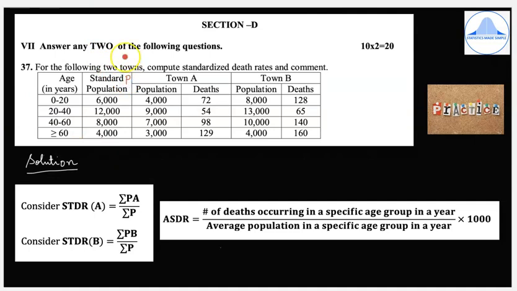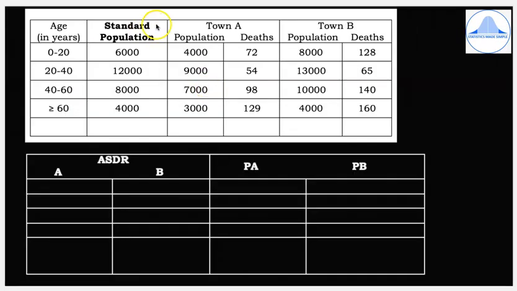Now let me mark the standard population column as capital P. This is important. I will mark standard population as capital P as I had done earlier. Next, add up the values in this column to calculate summation P, which will be equal to 30,000. Now we have to form a table where we calculate ASDR for town A and for town B, and then we have another two columns, that is PA and PB.